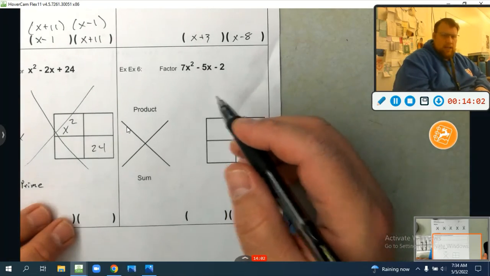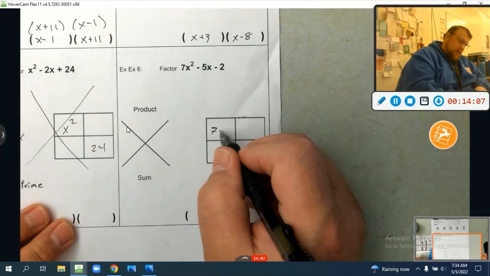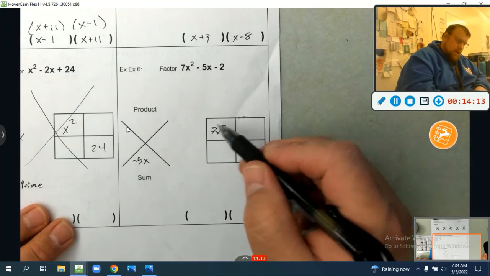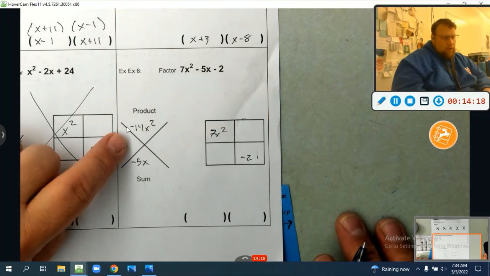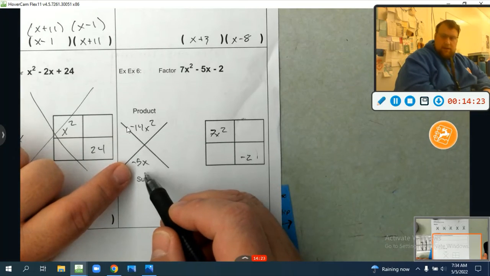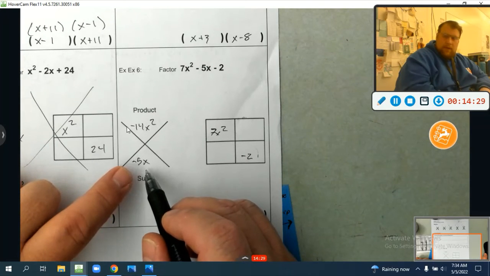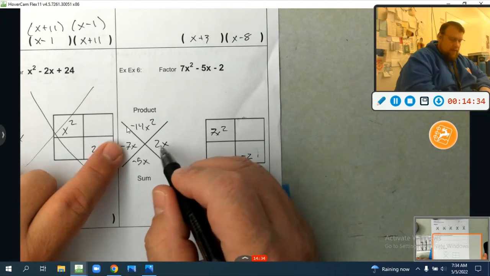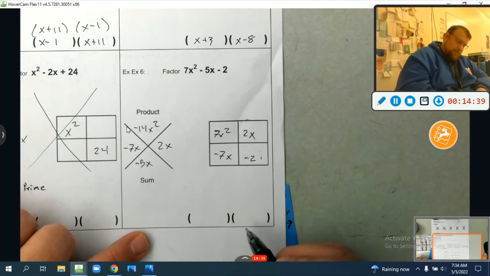Okay, and our last one right here. Ooh, now we're going to have a coefficient on the x squared. Same process though. 7x squared, negative 2, negative 5x. Doesn't change a thing. Those multiply out to be negative 14x squared. How do I get 14? Well, 1 and 14, or 2 and 7, which 2 and 7 can subtract to be 5, right? Or negative 5. And since I want the number on the bottom to add to be negative, I need a negative 7x and a positive 2x, and a positive and a negative multiply to be negative. So let's do it. Negative 7x and 2x.